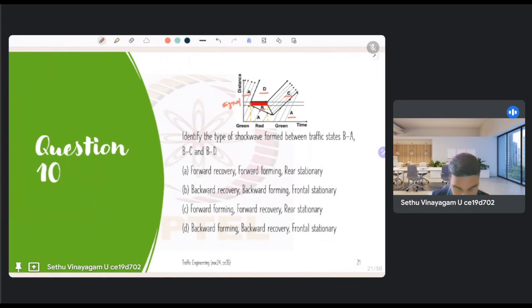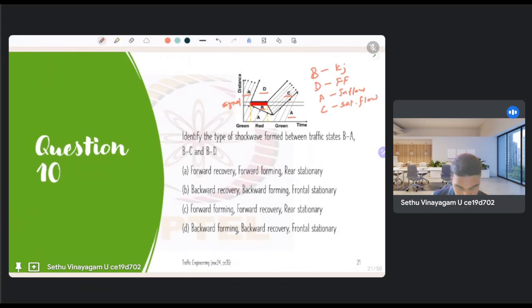There is a red duration. During the red duration, vehicles cannot move. B is your traffic state corresponding to jam density, which means D is the free flow condition, so there is zero flow. A is your inflow, which is, let us say, at an uncongested regime, and C will be your saturation flow. These traffic states are interacting with each other.